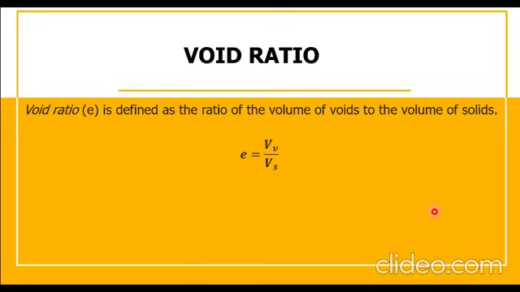So moving on, we tackle about the void ratio. Void ratio is defined as the ratio of volume of voids to the volume of soil solids. That's why it's equal to Vv over Vs. Note that void ratio can range from 0 to infinity. Why? Because volume of voids can be more than the volume of soil solids, but it is very rare. So, void ratio can be expressed in percent.